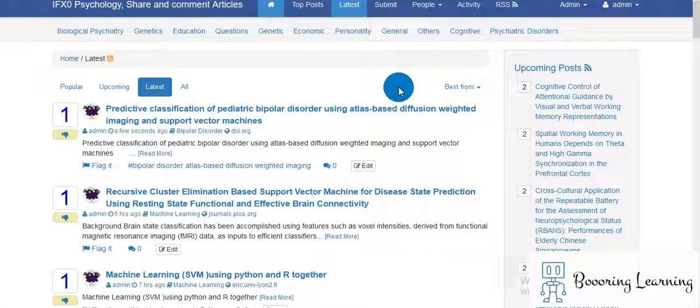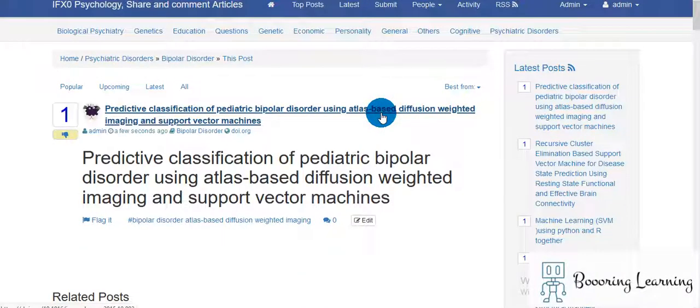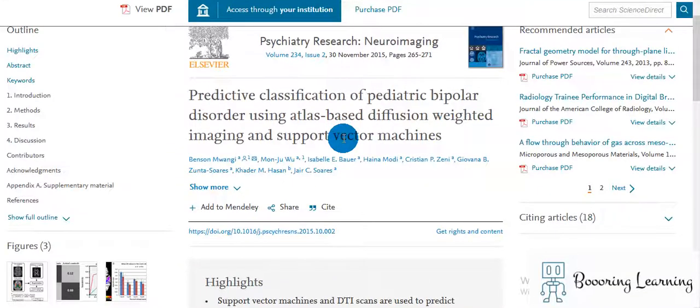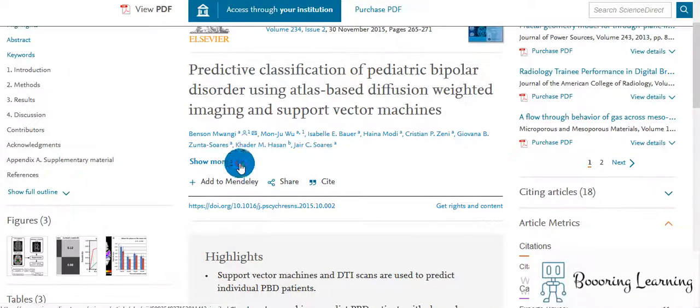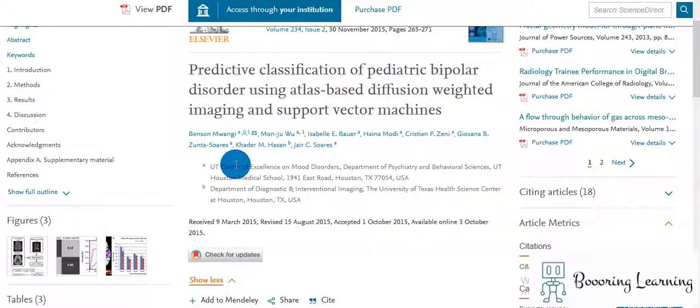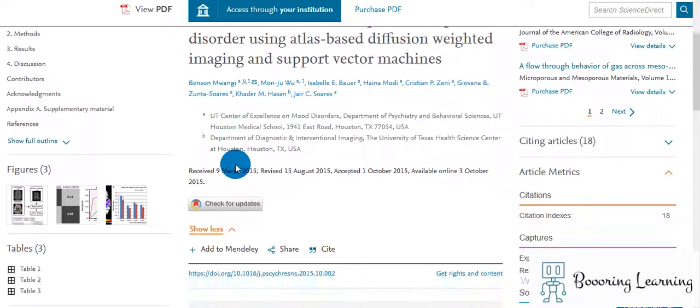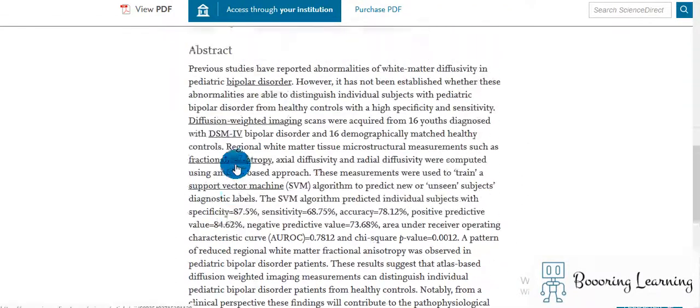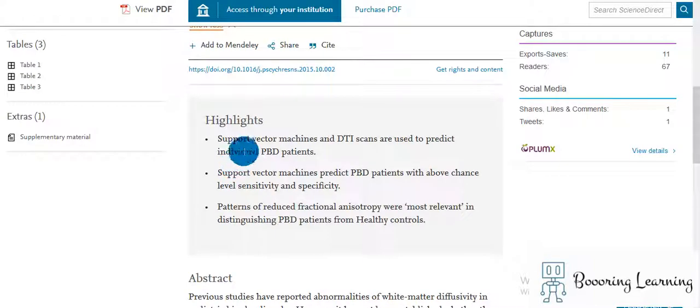Here our topic is about bipolar disorder and how they develop predictive classification of it by using diffusion weighted imaging and support vector machines. So the authors are from University of Texas, and I think we can only see the abstract of it.